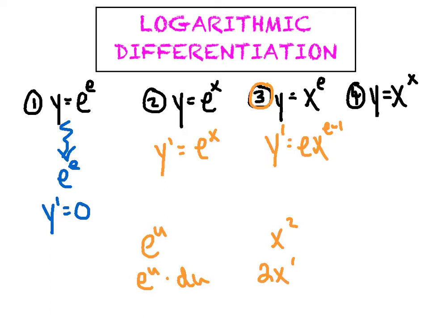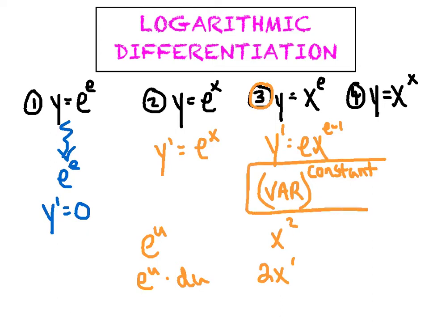The key there that I want you to pay attention to is you have a variable as your base being raised to a constant power, okay? Anytime you have that combination, it's always going to be power rule. Notice variable in the base, constant in the exponent.